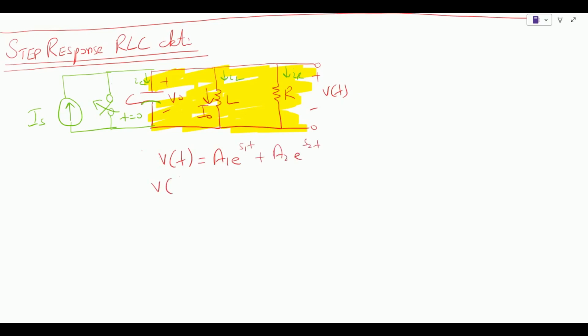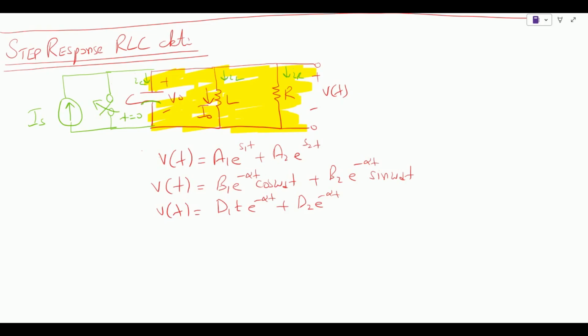For the underdamped case, the voltage was B1 e raised to the power minus alpha t cos of omega d t plus B2 e raised to the power minus alpha t sine of omega d t. For the critically damped case, V of t was D1 t e raised to the power minus alpha t plus D2 e raised to the power minus alpha t. So these are the equations which we saw for the natural response of a parallel RLC circuit.